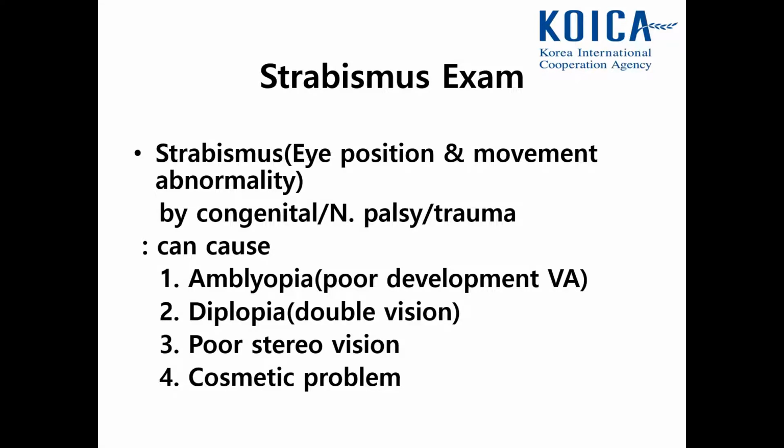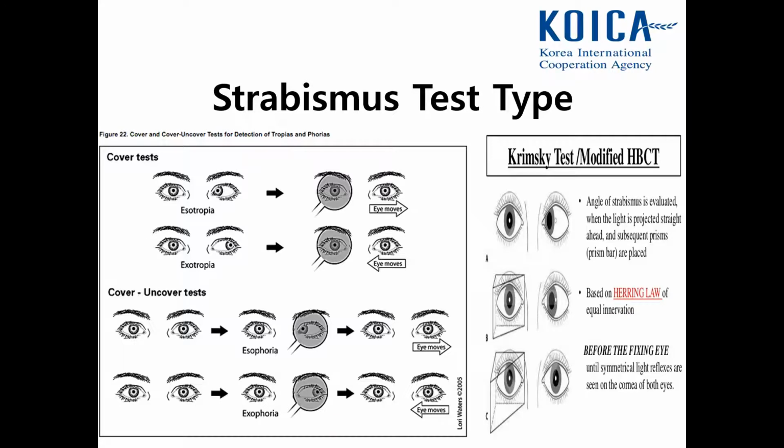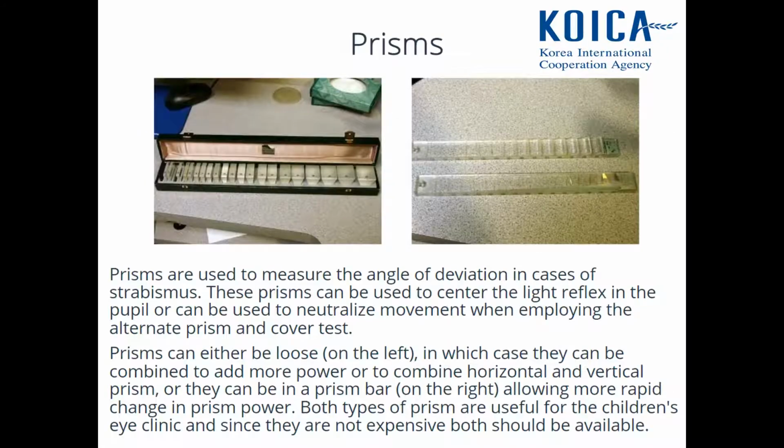Strabismus is a condition of abnormality in eye position and movement. We also call this a lazy eye because strabismus patients do not seem to focus. Usually, it can be caused by conjunctivitis. If a child suffers from strabismus at an early stage, it can cause poor development of visual acuity, poor stereo vision, and also a cosmetic problem. If strabismus occurs suddenly at old age due to central nerve palsy or trauma, patients feel dizziness or double vision.